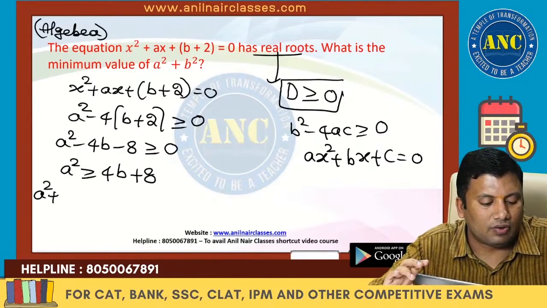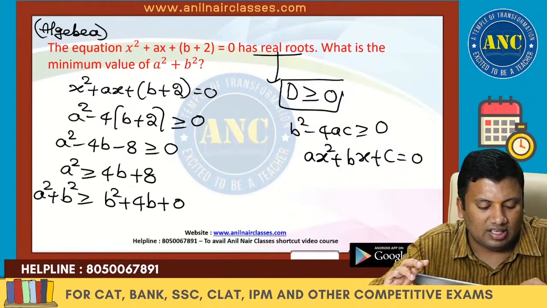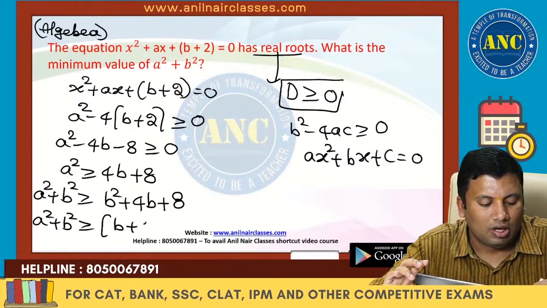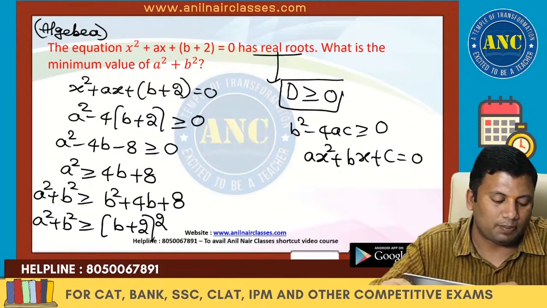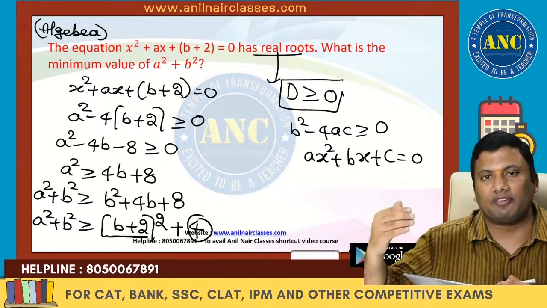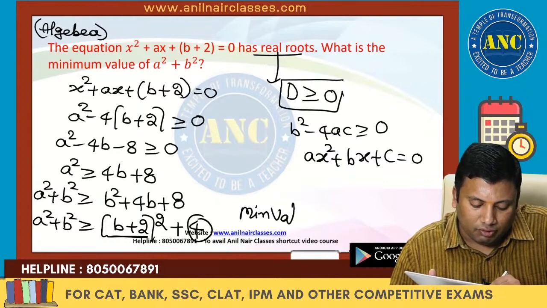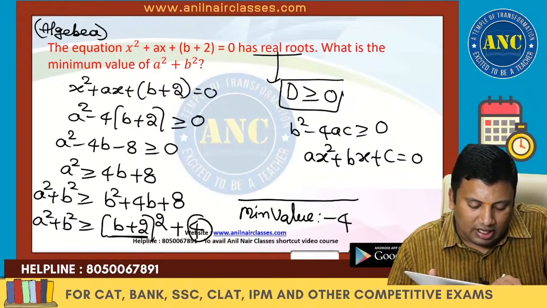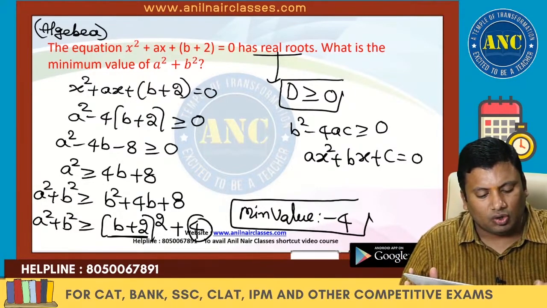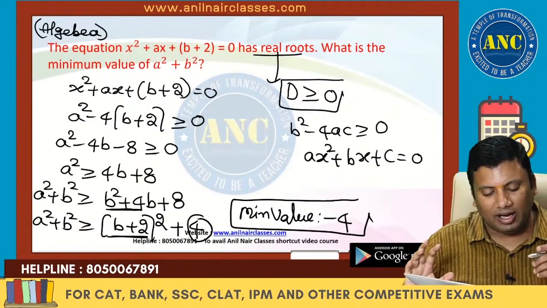A square greater than or equal to 4b plus 8. If I add b square, a square plus b square is greater than or equal to b square plus 4b plus 8, which is nothing but (b plus 2) whole square plus 4. The square function is greater than or equal to 0, so the minimum value for a square plus b square is nothing but 4. Easy question. Only thing is you have to add b square and try to make this term a square. Very easy question. Minimum value is nothing but 4.